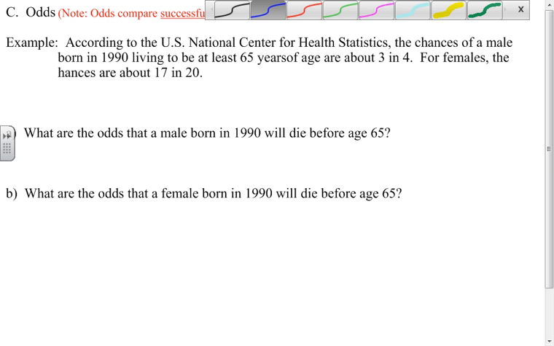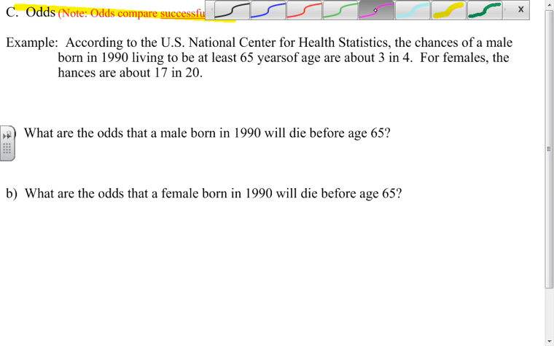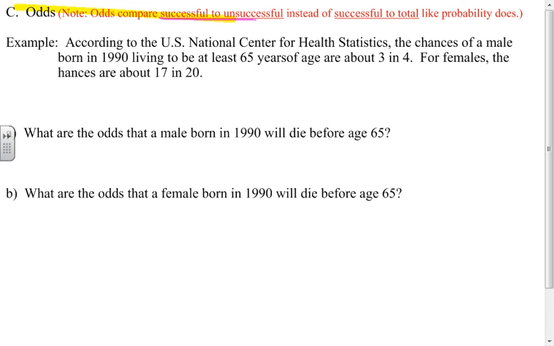Now we're going to switch gears and we're going to talk about odds. And this is huge. You have to know the difference between odds and probability. Odds is going to compare successful to unsuccessful, or unsuccessful to successful. If you add these two, you get the total. Now, probability is successful to total. So you always have to be careful what you're finding and how to move from one to the other. You have all of the numbers you need in odds to move to probability. You have all the numbers you need in probability to move to odds. So just read your directions carefully.